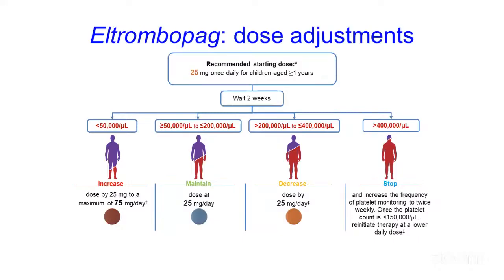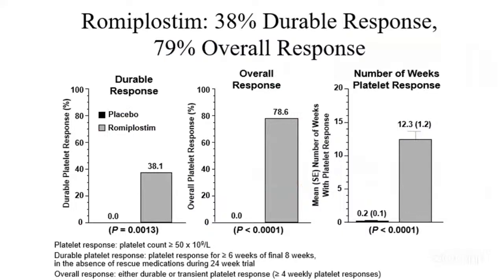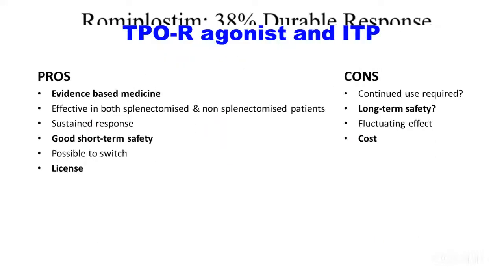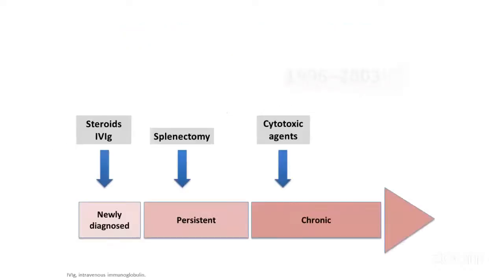and when there is persistently more than 4 lakhs platelets, you can omit the eltrombopag. Romiplostim also is used for chronic ITP, and this study shows that there is maintenance of the platelets with romiplostim, and there is 38% durable response and 79% overall response. So these are the pros and cons: the pros are very good short-term safety and effectiveness in both splenectomized and non-splenectomized patients. Long-term safety is not known, but it is cost-effective.